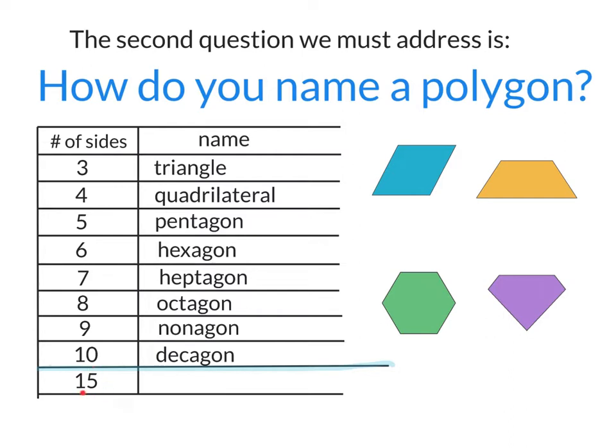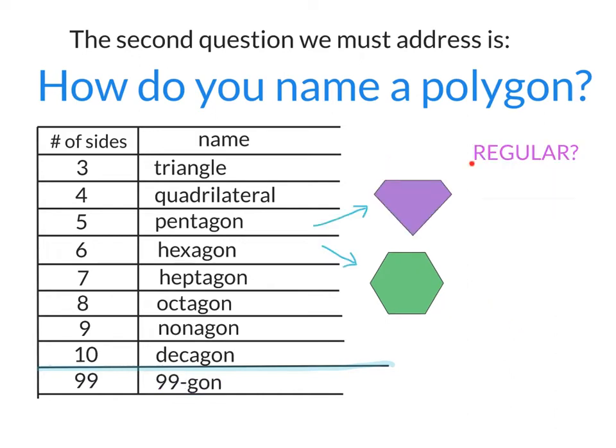What do we do about the ones after a decagon? What about an 11-sided figure, a 12-sided figure, 13, and so on? If a figure has 15 sides, we don't have a fancy name. We're just going to use the number, a dash, and the word gon. So a 15-sided figure for our class is going to be a 15-gon. A 27-sided figure is now a 27-gon. A 99-sided figure would become a 99-gon, and so on and so on.